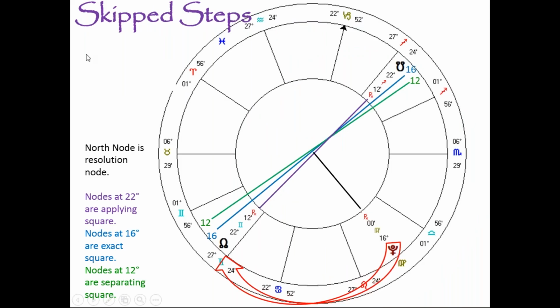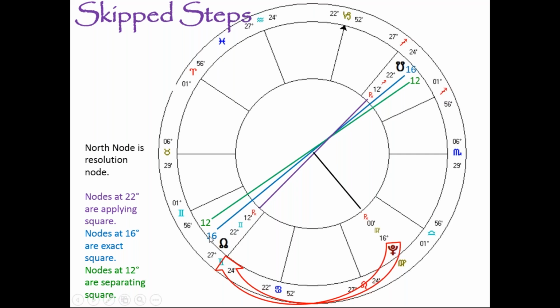Here's how we look at skip steps when planets are square the nodes. In this example, we start with a planet. I only have one up for you, Pluto at 16 Virgo. We go clockwise, which is reversing through the houses or the zodiac. In this example, the nodes are at 22. The nodes are applying squares to Pluto.